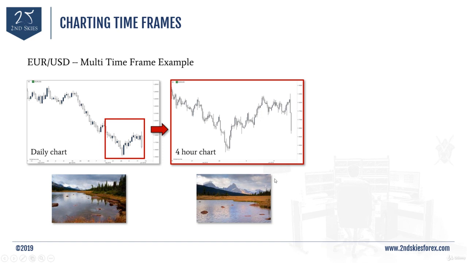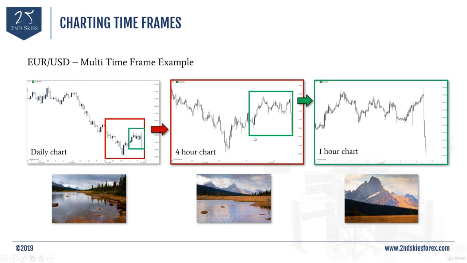Now you can take this a step further and look at this price action from the 4-hour chart on the 1-hour chart. If we take this portion of the 4-hour chart and look at it on the 1-hour chart, each 4-hour candle is then split into 4. So each candle here on the right side is 1 hour of price action. And as you can see, this reveals even more detail than the 4-hour chart. Similar to the third picture we showed you where we zoomed in completely on the mountain, this would correspond with, in this example, the 1-hour chart.